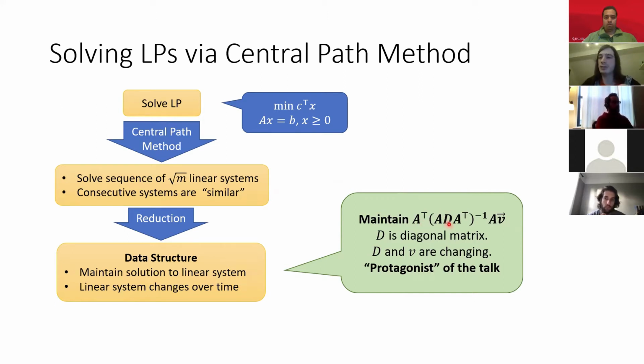D here is going to be a diagonal matrix and V is a vector, and only these two values will change over time. So every time we have to solve a linear system and I say consecutive linear systems are similar, what I mean is we have to repeatedly compute this expression here; every time this D and this V are going to change a bit. And this expression is kind of going to be the protagonist of this talk because I'm going to repeatedly talk about a new data structure that is able to maintain this, or some new insight for the central path method that is able to relax how D or V are going to change over time. But for now, I just want to explain why exactly this expression is what we have to solve.